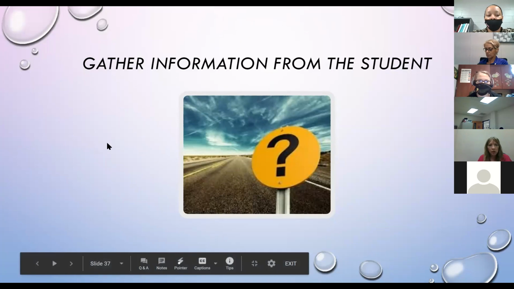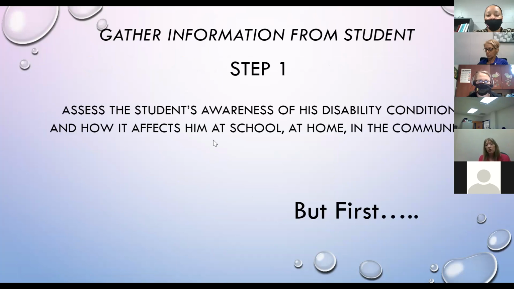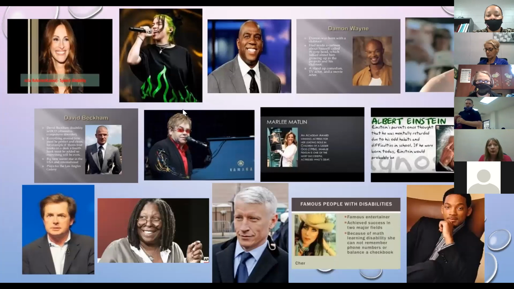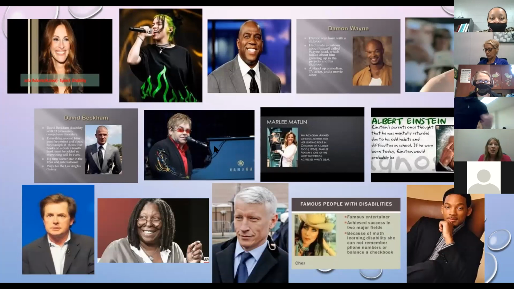So in order to look at self-determination, the first thing you're going to do is assess the student's awareness of the disability condition, okay? But that could be a hard conversation to have with a student. So you might want to first talk about all the people, the athletes, the actors, actresses, musicians, genius scientists, journalists who have disabilities and have been able to lead active, successful lives. You might also, if you or somebody you know has a disability, be able to talk about that with the student, in order to get the student to not be embarrassed about disclosing their disability and what they need because of that disability.